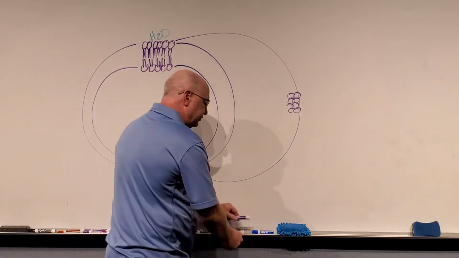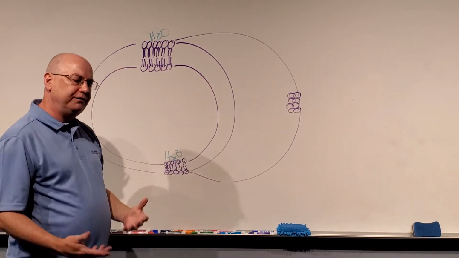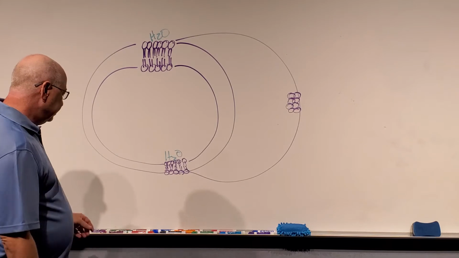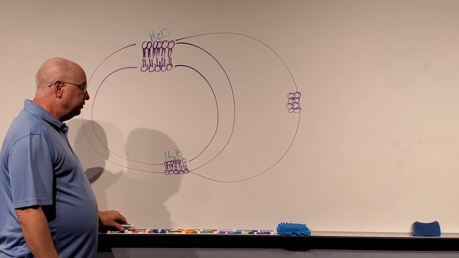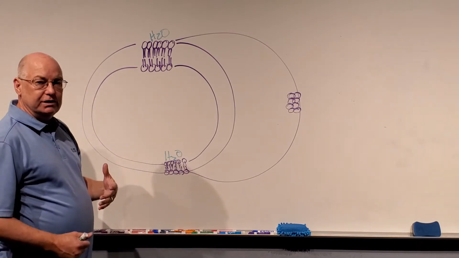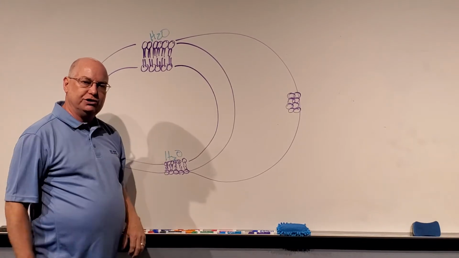Now the cell membrane is far more complex than a bilayer of phospholipids. One of the things that we can see interacting with the cell membrane is some of these lipids have these little chains of sugars attached to them.